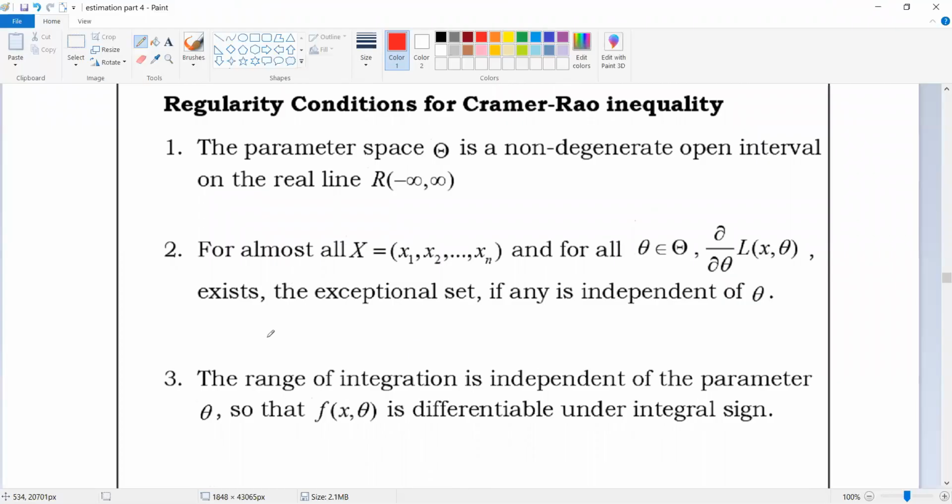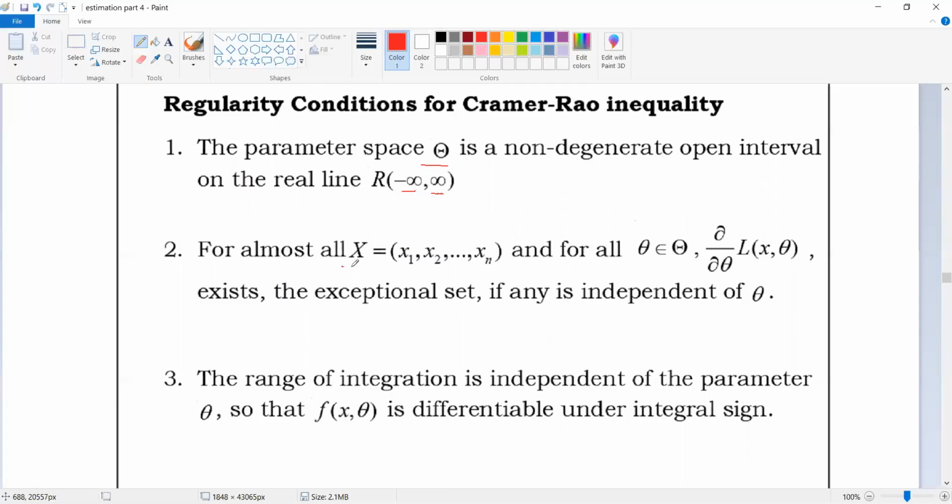When these regularity conditions are satisfied, you can apply the Cramer-Rao inequality. First regularity condition: the parametric space theta is a non-degenerate open interval on the real line. Degenerate means the solution is 0. Non-degenerate means not equal to zero. A non-degenerate open interval on the real line, minus infinity to plus infinity. The parametric space must be a non-degenerate open interval on the real line.